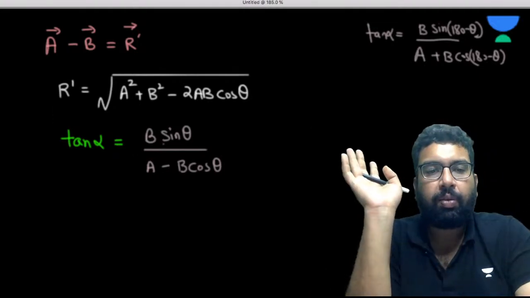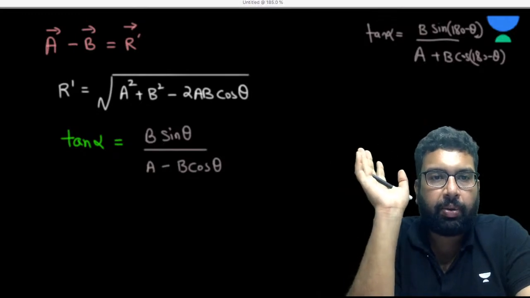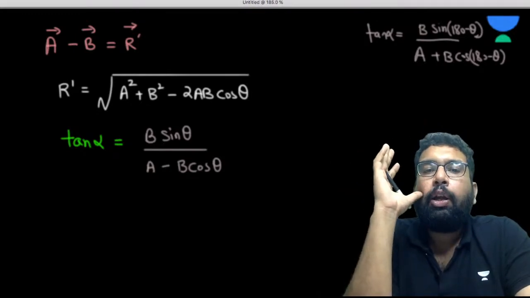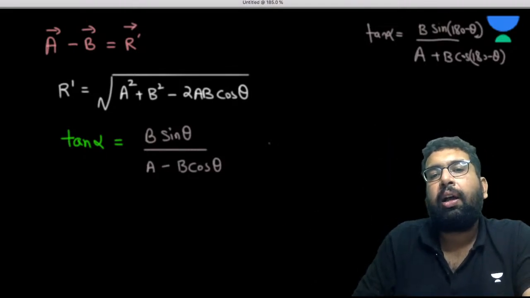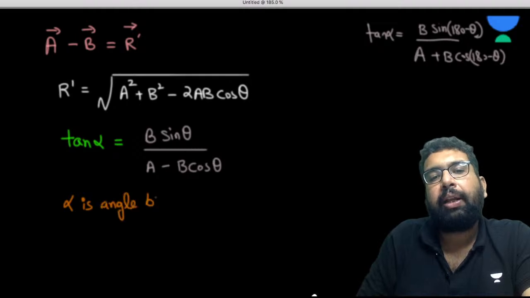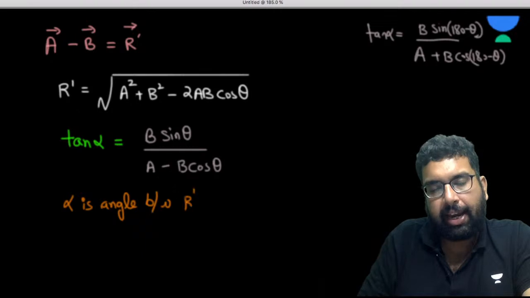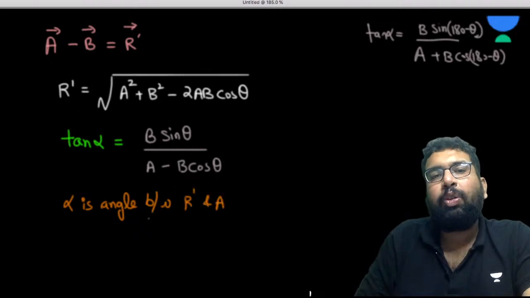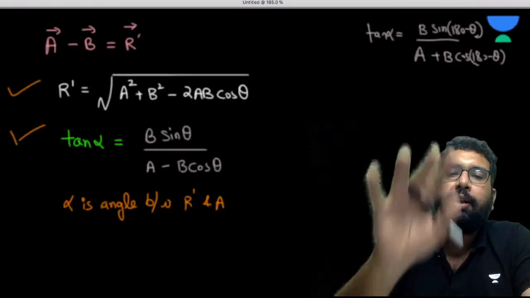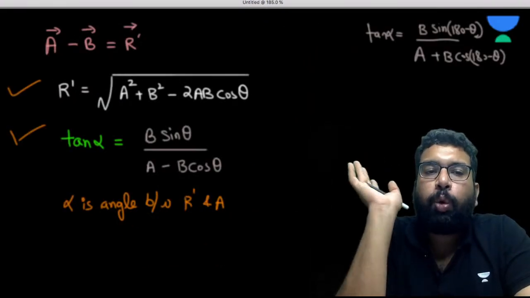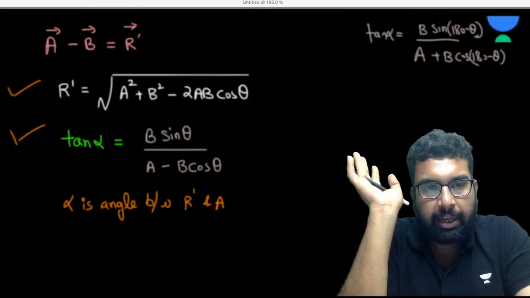Don't worry, we'll solve questions. We will not let you make mistakes. Now these are the formulas. So what is this alpha? Alpha is the angle between R dash and A. These are the two formulas that you can use in this case, or you can go by graphic, your choice. Understood, my dear? And the most important thing where I have seen students making mistakes is in this theta.